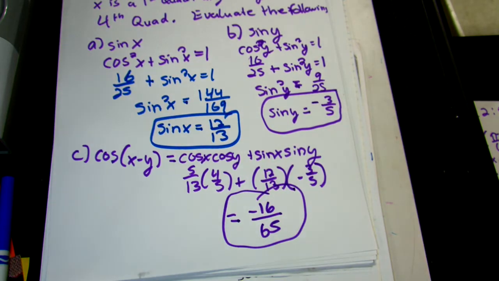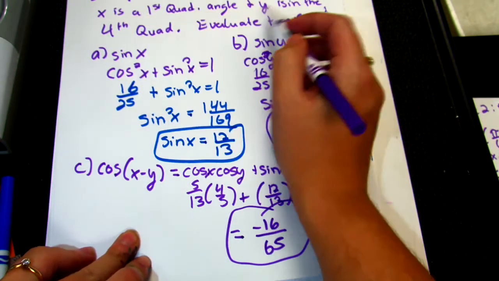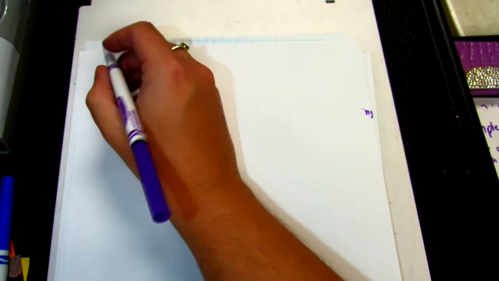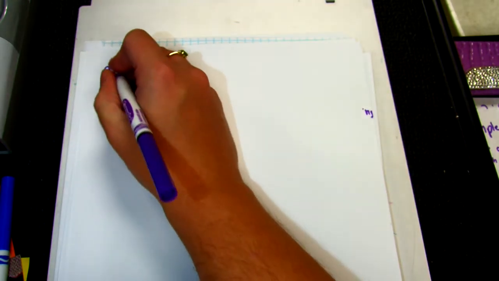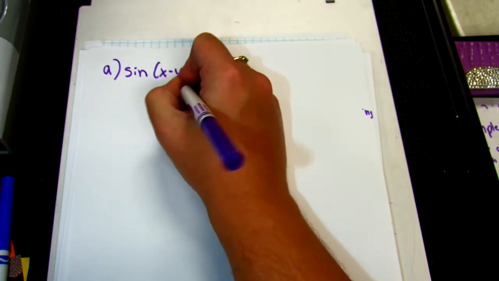All right, last thing that we're going to look at, and we're done. So same example 3. All of this is still valid for this example. I just had to get you another piece of paper. So example 3 still, but part D. Okay, what is sine of x minus y?